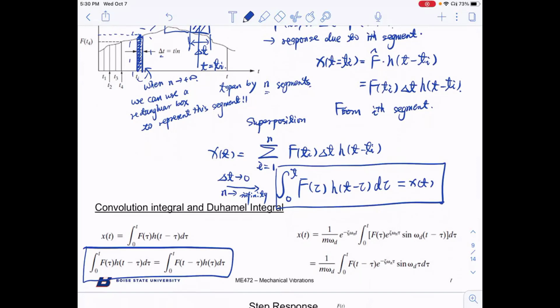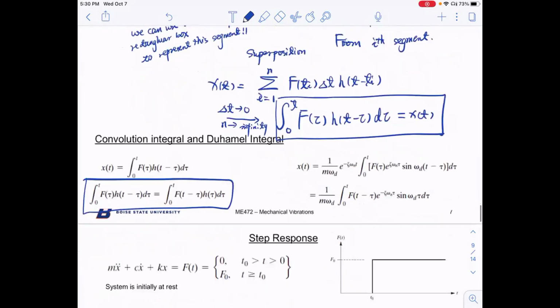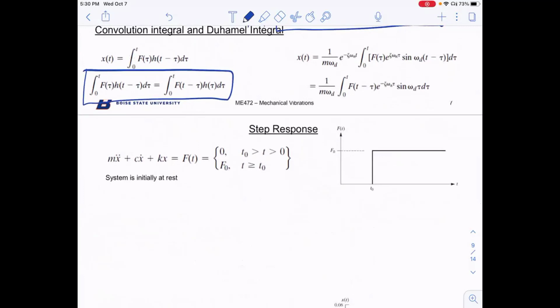Right? So there's a very special case, which is called step input. Let's assume you have an MCK first order system subject to a force f(t). Your f(t) is a step input. Your system is initially at rest. In this case, let's assume your t naught is 0. We can shift the axis, so that's time equal to 0, where you're applying a step. So we can simplify the discussion.